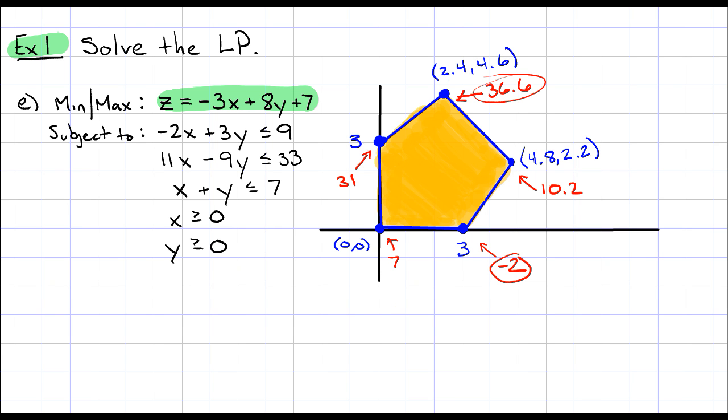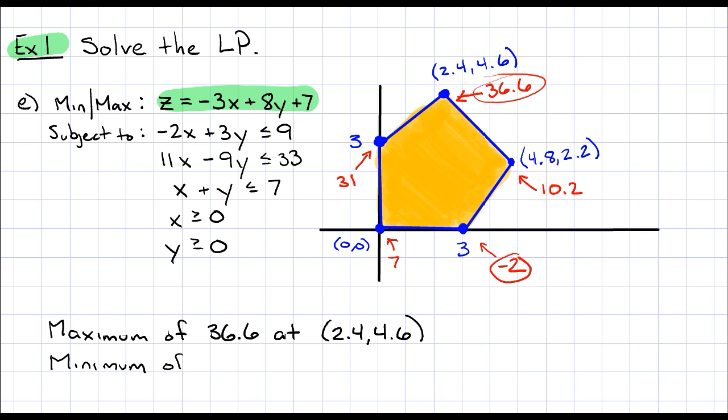So I will summarize my answer as follows. I have a maximum of 36.6 at the point 2.4, 4.6. And then I have a minimum, or if you want to just abbreviate that as min, M-I-N, of minus 2, which occurs at the point 3, 0.